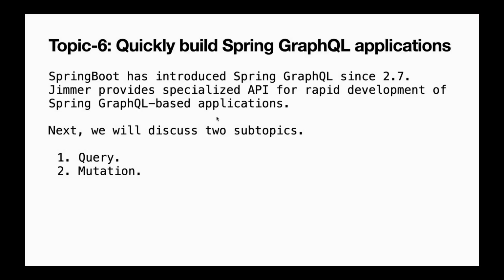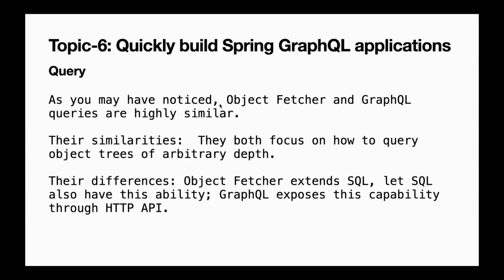The sixth topic, quickly build Spring GraphQL applications. Spring Boot has introduced Spring GraphQL since 2.7. Jimmer provides specialized API for rapid development of Spring GraphQL-based applications. Next, we will discuss 2 subtopics. 1. Query. 2. Mutation. Query.